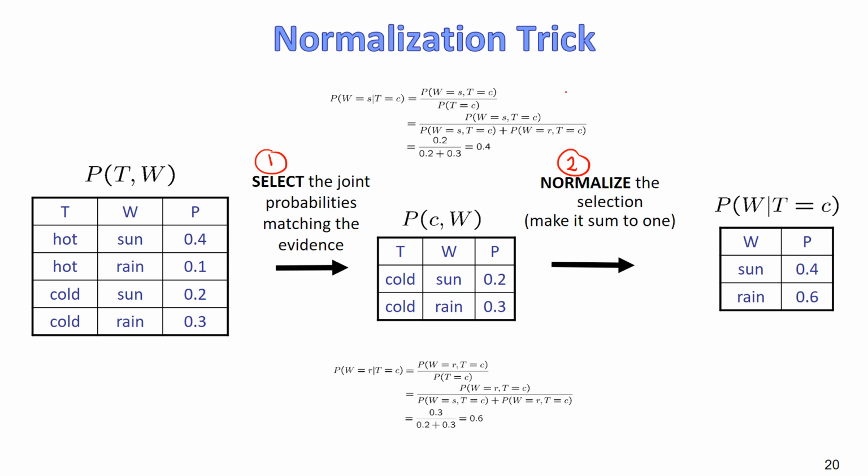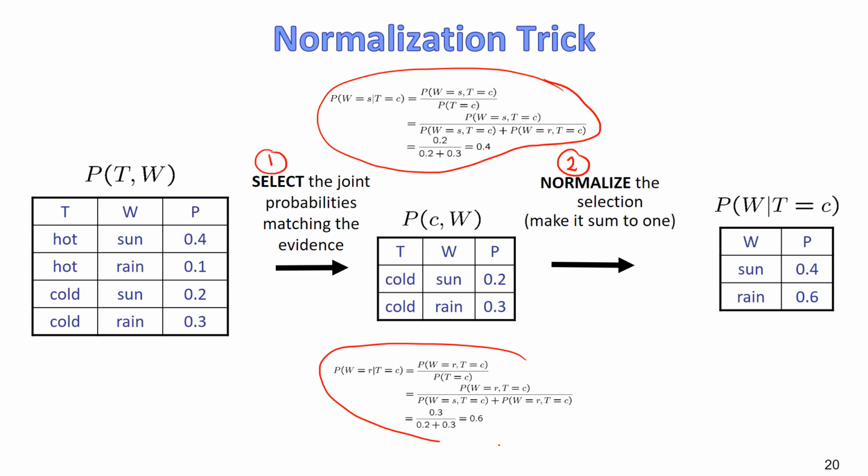So we don't actually need to do all of these calculations. We know, of course, how to do them, but it is much easier to do it in these two steps. First, we select the rows that match the evidence from the joint distribution table. So we select these two and eliminate the others. Once we get that, we just normalize. Normalizing means making them sum to 1 by dividing by the sum of these entries. We call this the normalization trick.